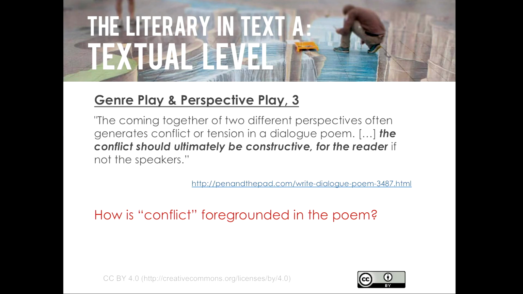Where are they? Why are they choosing to have this conversation via text messaging? Those viewpoints are not different. The coming together of two different perspectives often generates conflict or tension in a dialogue poem. The conflict should ultimately be constructive for the reader, if not the speakers. So how is conflict foregrounded?